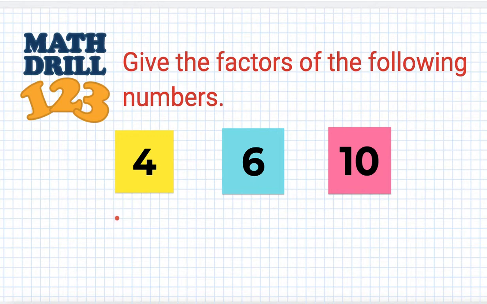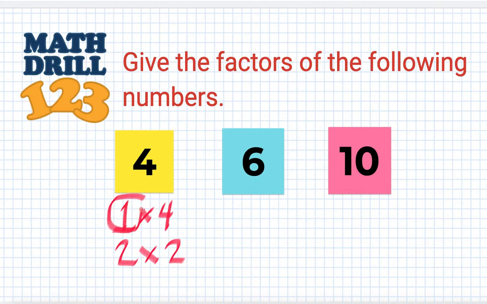Now, let's try to think of two numbers that when we multiply, the answer is 4. So we can have, of course, the very common 1 times 4. We can also say that 2 times 2 is 4. So therefore, the factors of 4 are 1, 2, and 4. Now, let's have number 6.